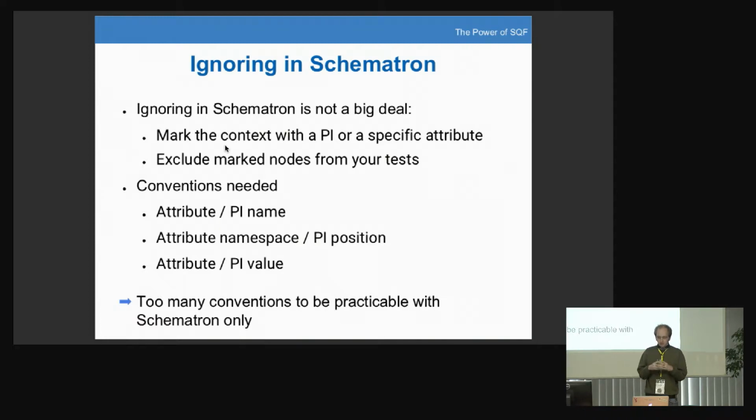And it's sometimes just a one-liner. The problem is that you have many conventions. You have, as I said, the PI name or the attribute name. You have the attribute namespace, this exact attribute namespace you need, or the PI position, whether it's before, or inside, or at the end. At the value, you don't want to ignore any warning. You want to ignore a specific warning. So it's not practical with only Schematron.